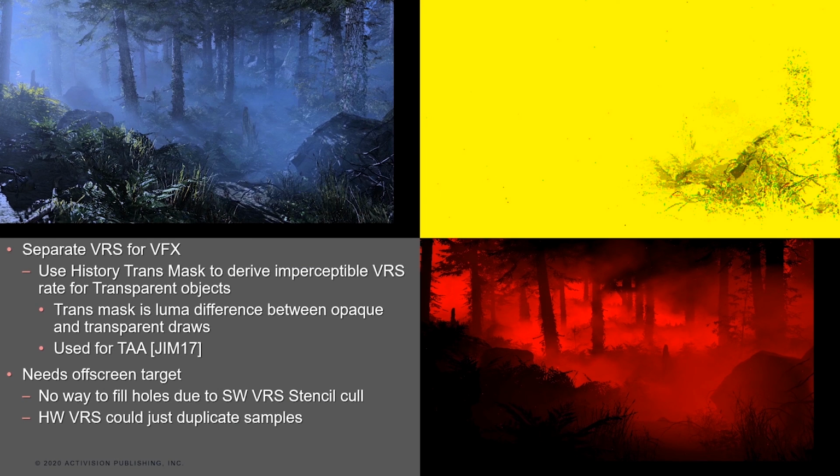We could try separating the VRS from VFX and use a history trans mask. It's basically a mask that is a luma difference between opaque draws and transparent draws. It was already introduced in our temporal anti-aliasing talks by Jorge Jimenez. So we could use the history mask of the trans mask to derive imperceptible VRS rate for transparent objects. Unfortunately, it would need an off-screen target because there's no way to fill holes due to our software VRS stencil culling. In case of hardware VRS, one could actually just use the different mask and duplicate the samples, which is basically what the hardware is going to do for you.